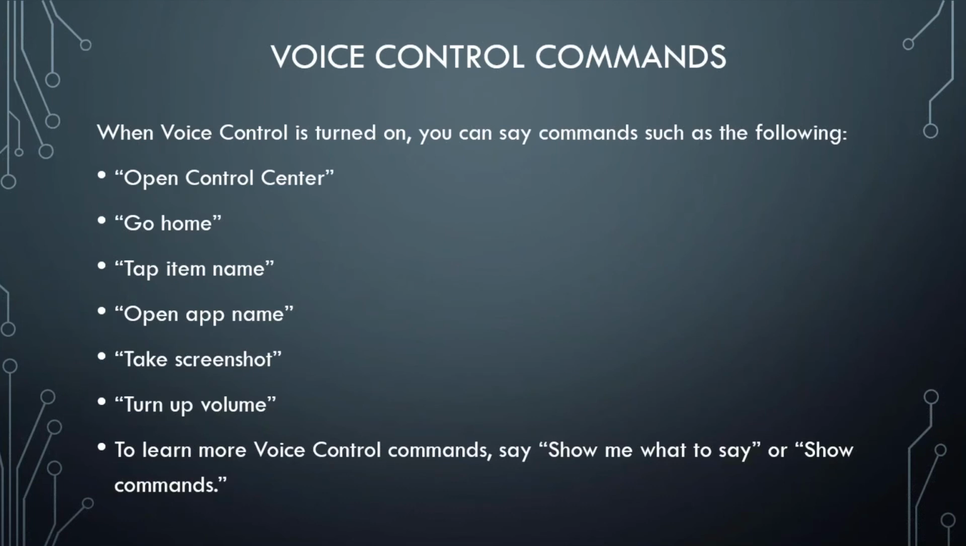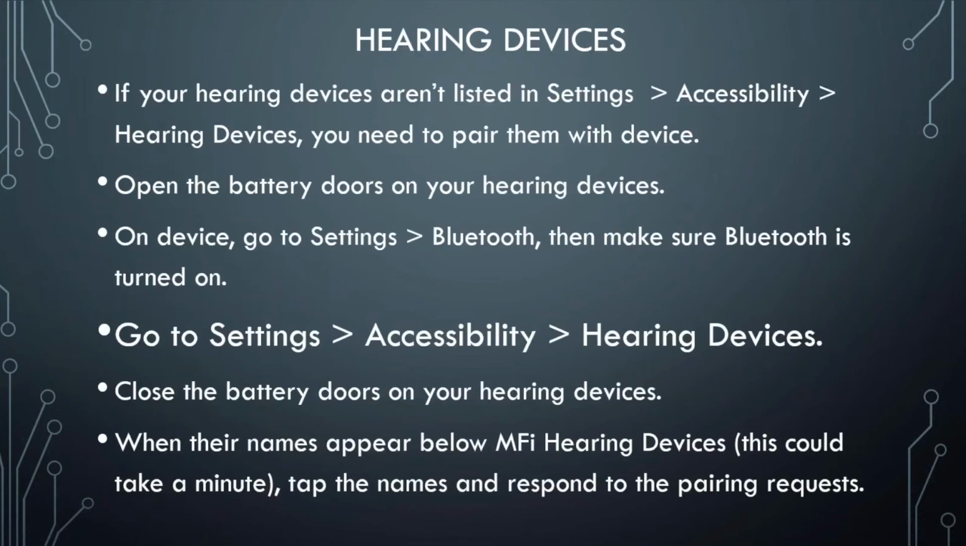So when voice control is turned on, you can say commands such as the following: open control center, go home, tap item name, open app, whatever name it might be called, take a screenshot, turn up volume. And if you wanted to learn more voice control commands, you could say show me what to say or show commands. And again, that voice control is separate from Siri, so it is something that you can add on to your device in addition to having Siri. Even though Siri is very capable usually of controlling the device, it just gives you more options. And of course, you can still use Siri in conjunction with voice control.